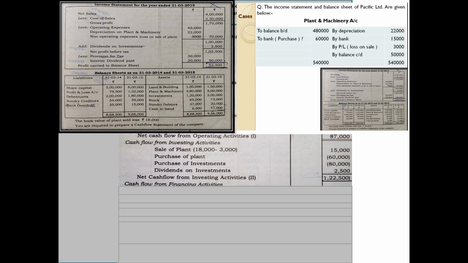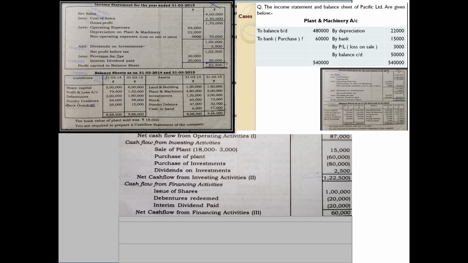After that, cash flow from financing activity: issue of shares 1 lakh. If you go to the share capital, you can see the difference. Next one, debentures redeemed. It is also shown in the balance sheet. And finally, interim dividend paid 20,000. Considering those amounts, you will get net cash flow from financing activity 60,000.